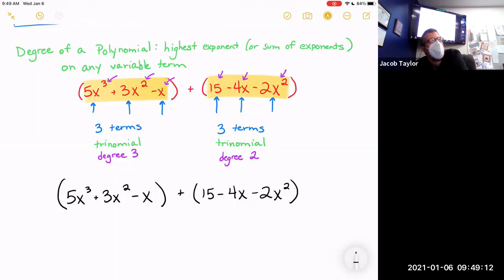And if you have something like 7x minus 3, that is a binomial. Anything that's higher than 3, we just call a polynomial. So if it had like 7 terms, I'm sure some nerd has come up with a name for a 7-term polynomial, but we just call it a polynomial.